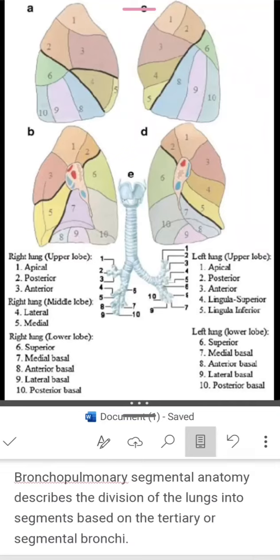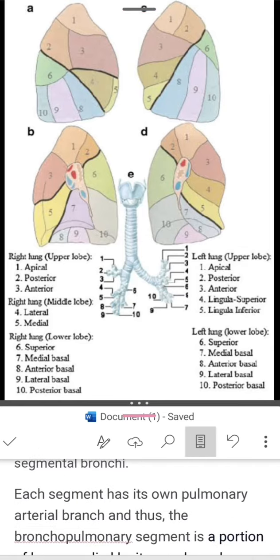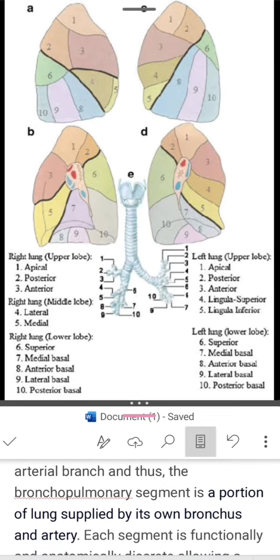In this video, we will be discussing bronchopulmonary segments. Bronchopulmonary segmental anatomy describes a division of the lungs into segments based on the tertiary or segmental bronchi. Each segment has its own pulmonary arterial branch, and thus the bronchopulmonary segment is a portion of the lung which is supplied by its own bronchus and artery.